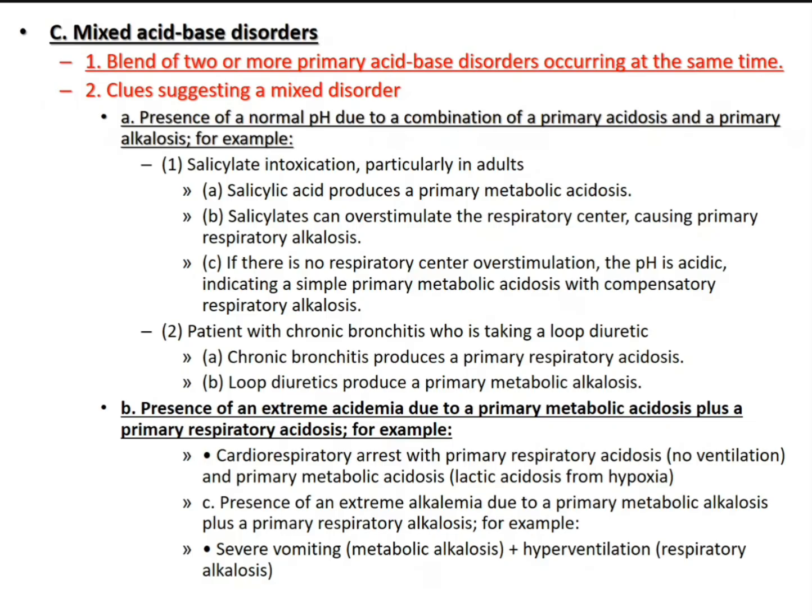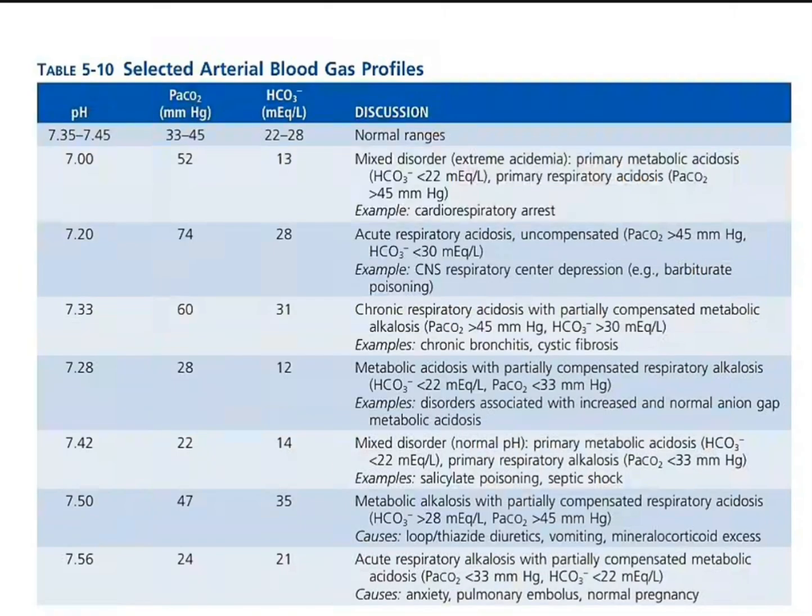Presence of extreme acidemia due to primary metabolic acidosis plus primary respiratory acidosis. So you have acidosis both from respiratory failure as well as metabolic acidosis, right? Severe vomiting, shock, and all those things often lead to this kind of scenario. So this table you can have a look where you see what are the expected pH values, the expected partial pressures of carbon dioxide and bicarb. And when you have a mixed disorder, there's primary metabolic acidosis leading to fall in bicarb, primary respiratory acidosis leading to increase in CO2 levels.